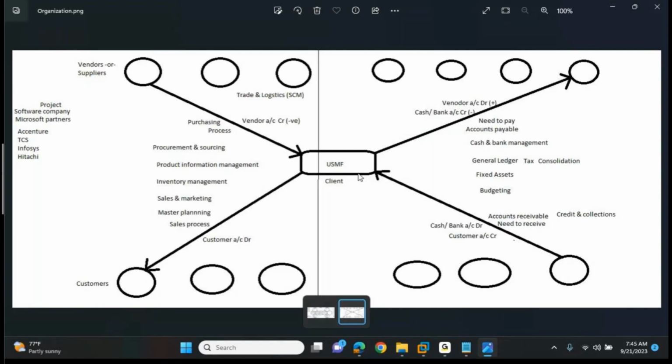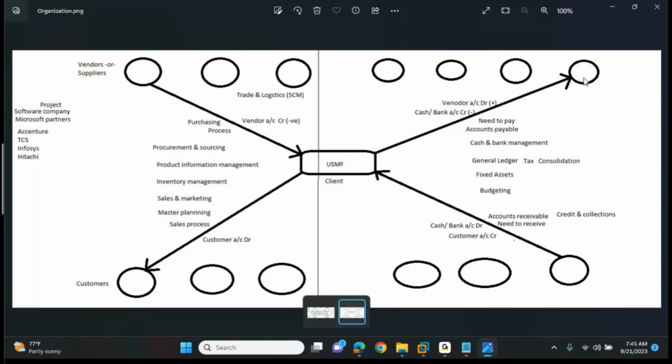Think of that as a business, not as a customer or vendor. You are purchasing material, which means you are receiving material, and against that material you are doing payment. This is called the procure to pay process.